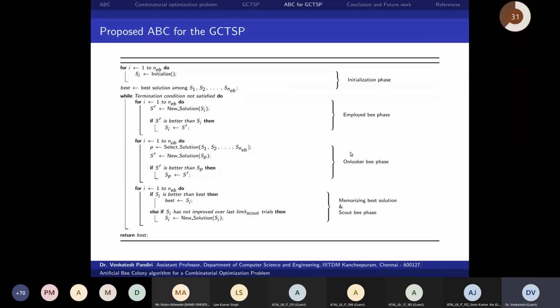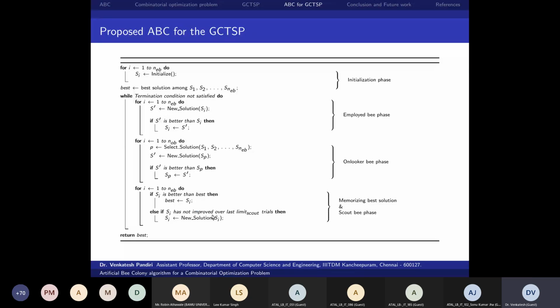So a detailed procedure can be seen here, showing what exactly happens in every phase. In the initialization phase, all the solutions will be initialized, and in the employed bee phase, food sources or solutions will be associated with these bees. During the onlooker bee phase, it will try to find a new solution for everyone, and if it finds a better one, it will be replaced. If S dash is better than S, then it will simply be replaced.